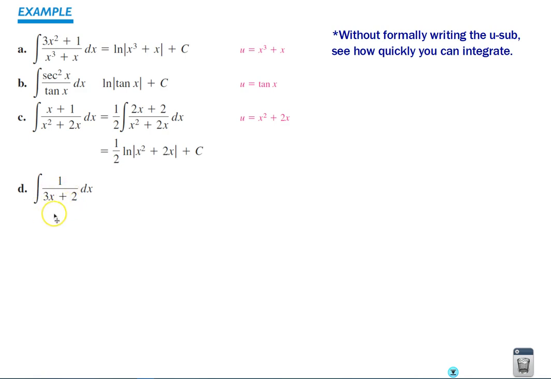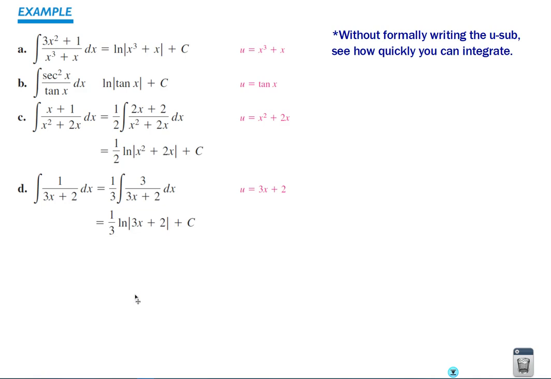Again, same thing with this one. I was hoping to have a 3 in the numerator. If my denominator is 3x plus 2, there's not a 3, but I could put it there. But if I put it there in the numerator, I need to also put a 1/3 out front, so that way those are effectively canceling each other out. Okay, and this becomes 1/3 natural log of 3x plus 2 plus c.